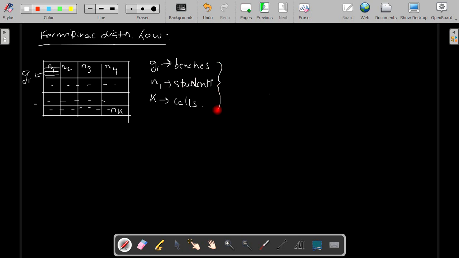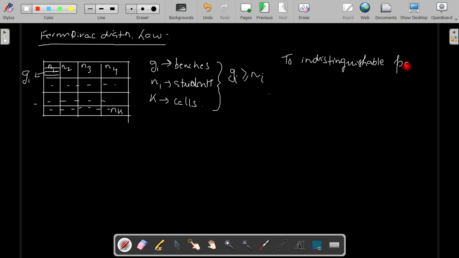Now the situation is such that one student can sit in one bench. It may be a table chair system. One student can sit in one bench. So we obviously know that this gi will always be greater than or equal to ni. It cannot obviously be more. The number of students would always be less than the number of benches, or at least equal to it. So this is the idea of the Fermi Dirac distribution law, and we are basically using it to understand the distribution of indistinguishable particles. Even if objective questions come, you can definitely get your answers by using this idea.